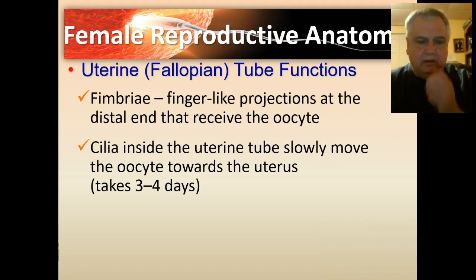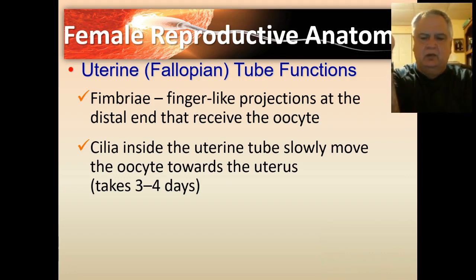Now, lining the inside wall of the fimbriae, and for that matter the uterine tubes, are ciliated cells. These cells inside the uterine tube will beat to create currents that will slowly move the oocyte, once it enters the tube, toward the uterus. And this is going to take about 3 to 4 days.